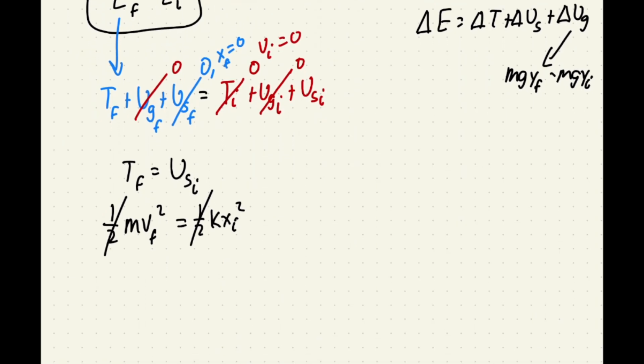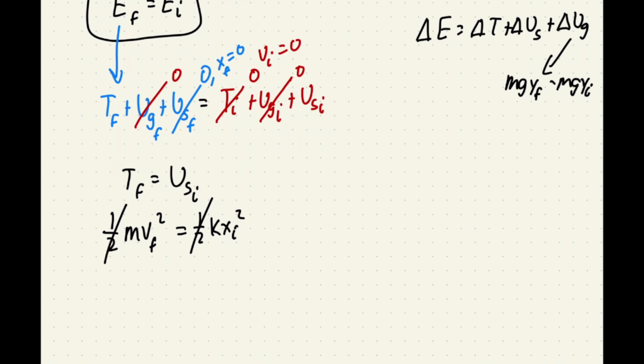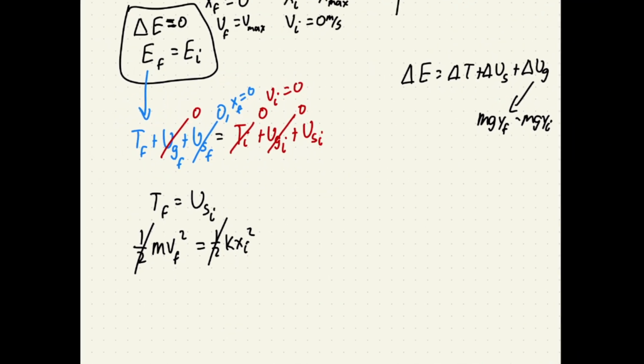Sometimes you'll be asked about a point somewhere else in this motion, and then you'll use some of this information that you've gained from taking your mv final squared is equal to kx initial squared equation and solving for it. You'll see that here shortly.